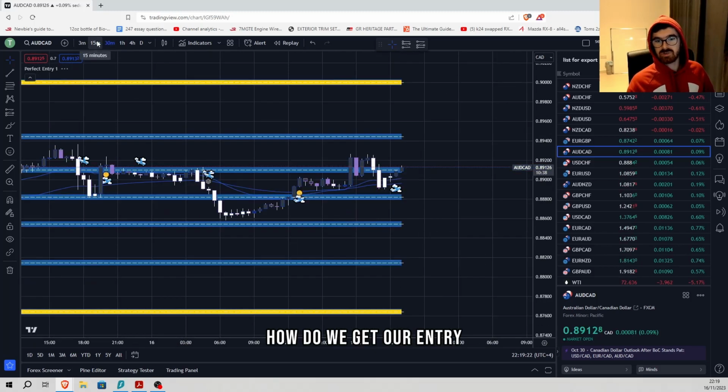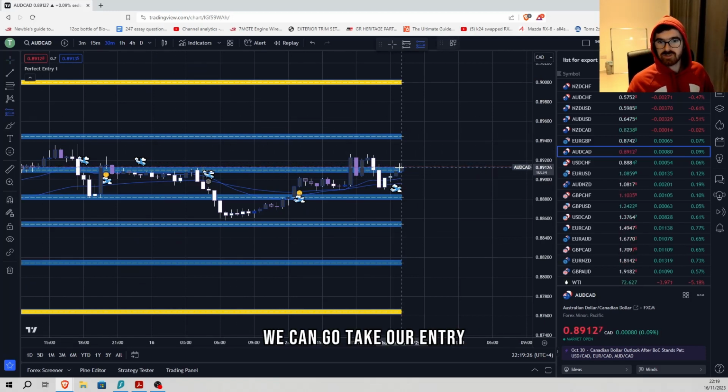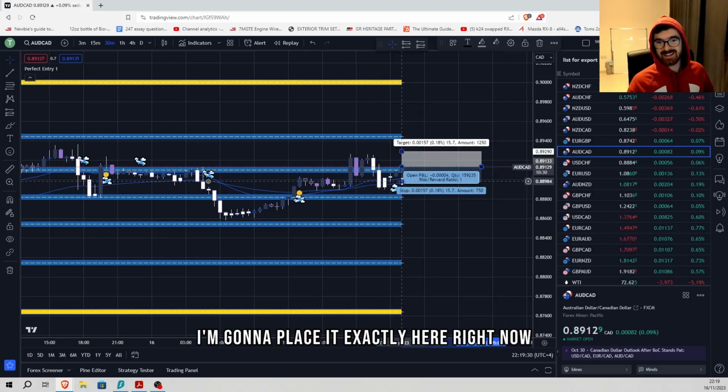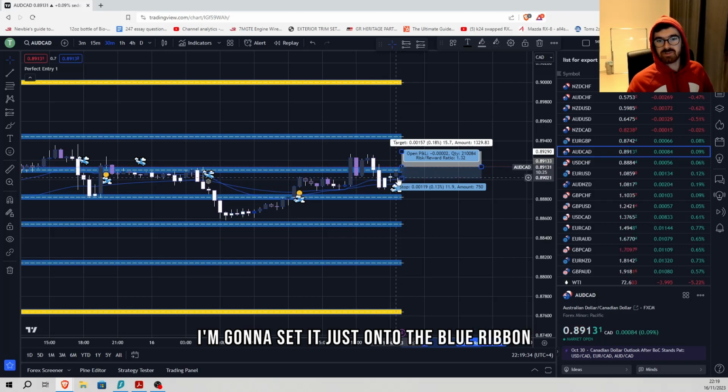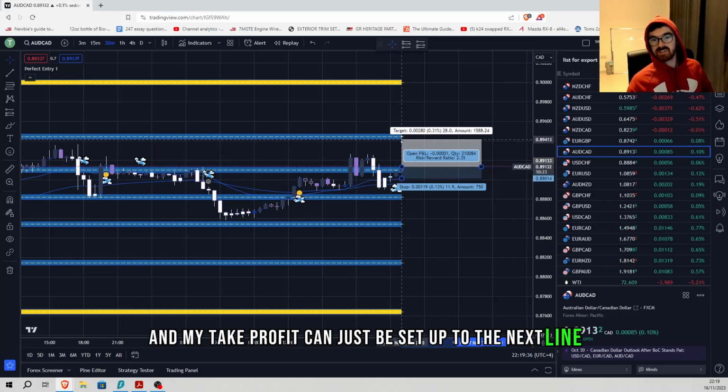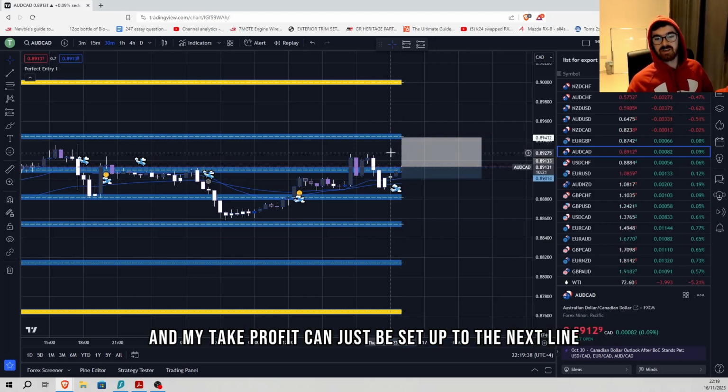How do we get our entry? Oh look, we have a plane right here. We can go take our entry. At the end of the plane would have been ideal. I'm going to place it exactly here right now. I'm going to set my stop loss. In this case, I'm going to set it just onto the blue ribbon, and my take profit can just be set up to the next line.